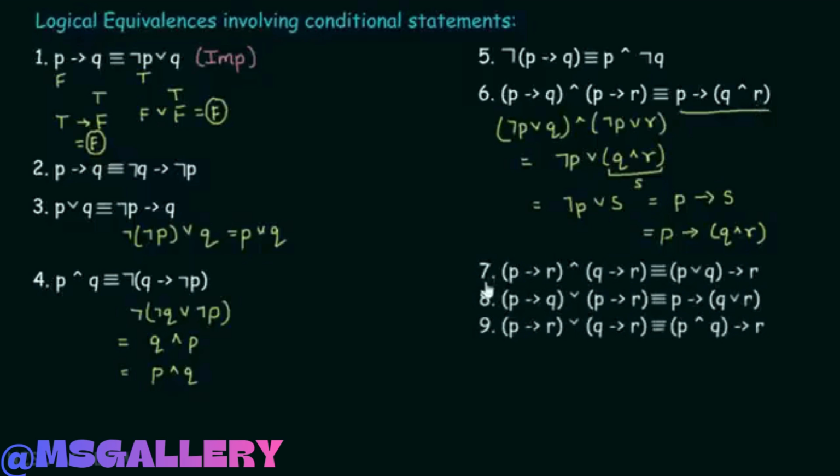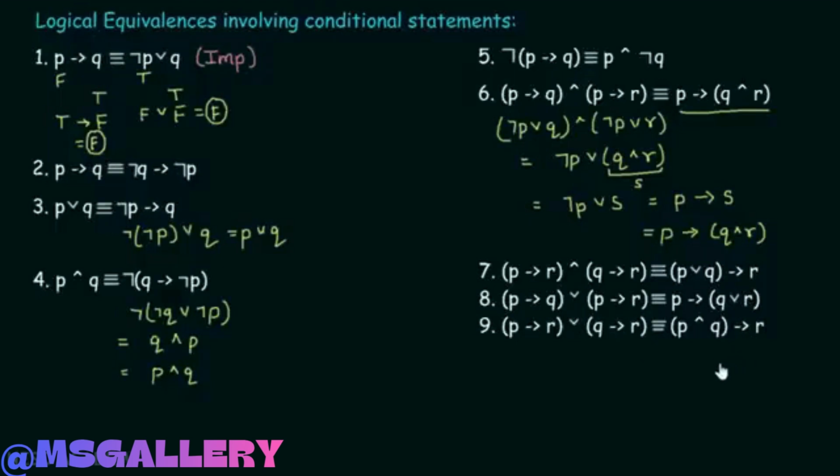Similarly, we can prove this that P implies R and Q implies R is equivalent to P or Q implies R. P implies Q or P implies R is equivalent to P implies Q or R. P implies R or Q implies R is equivalent to P and Q implies R.